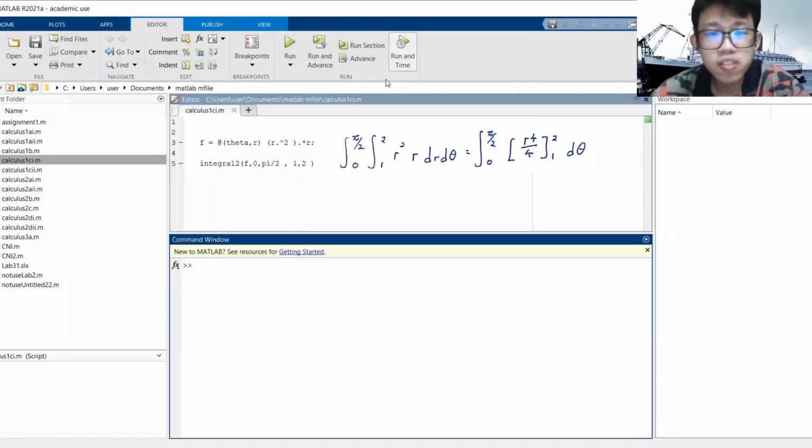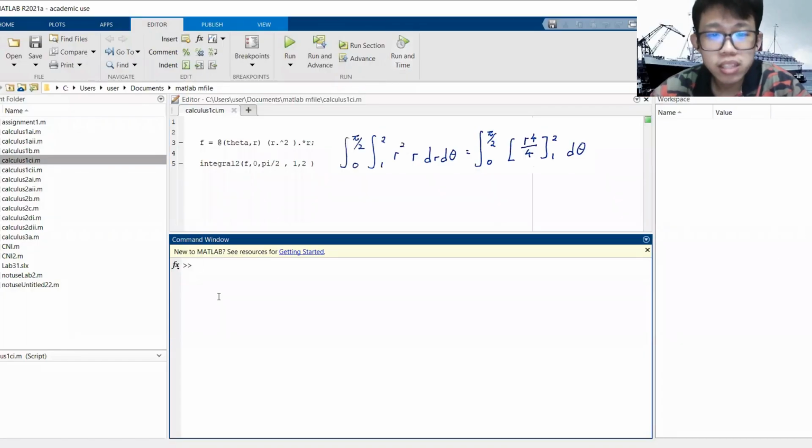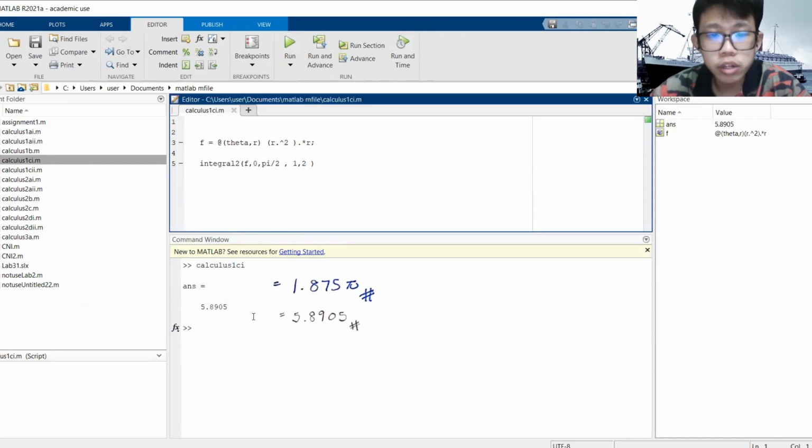For question 1C1, this is the coding for the equation that we use in manual calculations, which is a double integral. For theta is from 0 to pi over 2. For r is from 1 to 2. The result is 5.8905.